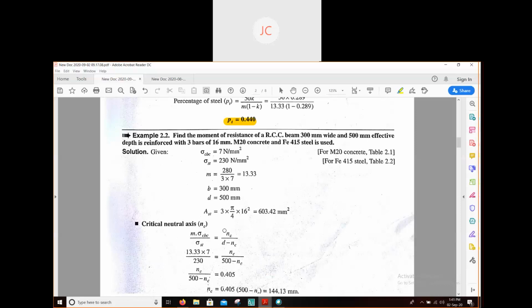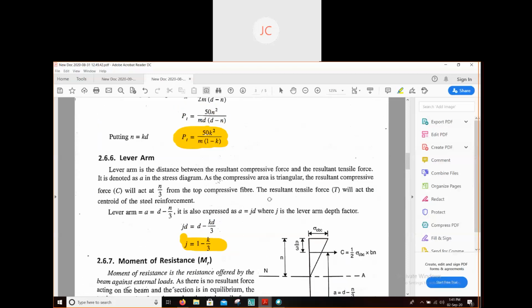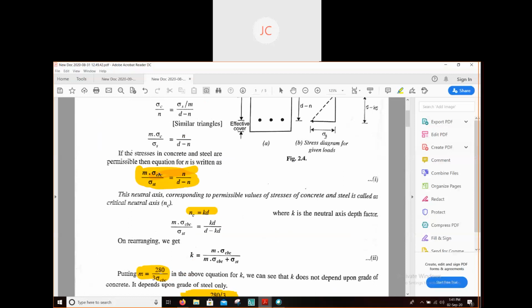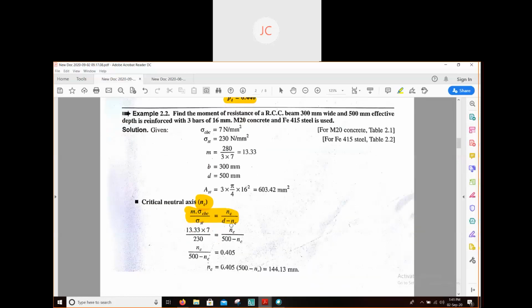I told you how to find NC, the depth of the critical neutral axis. We have to use this formula. I have shared the PDF with you today. In that PDF, the formula is given: m into sigma cbc divided by sigma st equals NC divided by d minus NC. From this equation, you have to find the value of NC, the depth of the critical neutral axis. So we have got the value of NC as 144.13 millimeter.